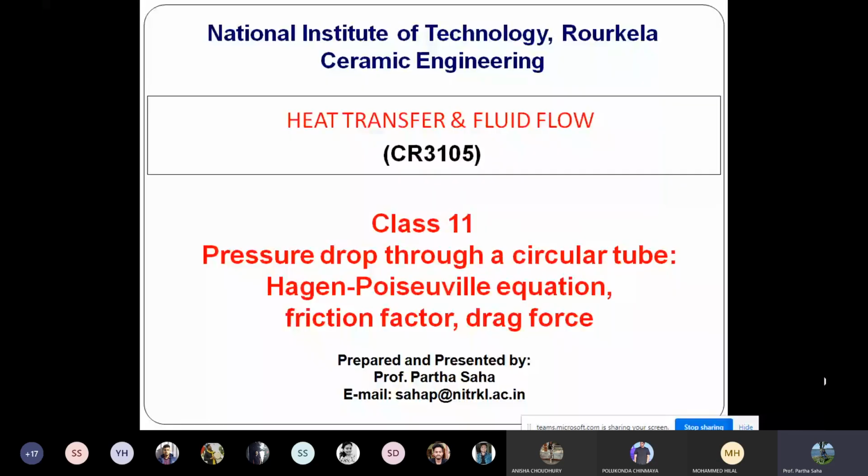Afternoon. We are continuing from our class in the morning, where we talked about pressure drop through circular tubes and derived the expression for the Hagen-Poiseuille equation. And then we talked about the drag force, the role of friction factors. So in the first half, the talk was mainly confined to fluid flow when the fluid behavior was laminar in nature. We did not consider the fluid flow behavior when the fluid becomes turbulent.